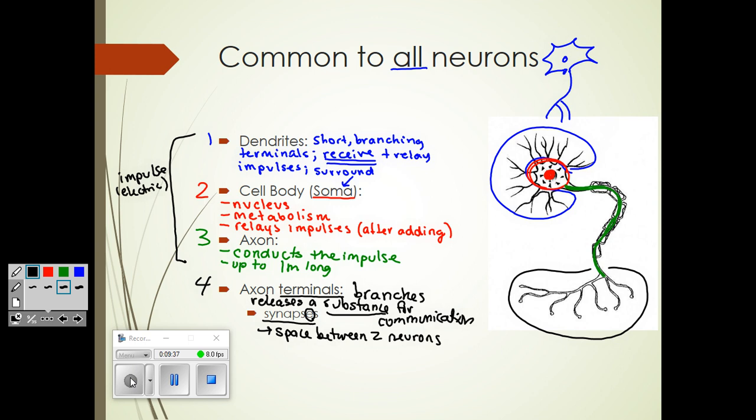Now, those are the 4 pieces that are common to all neurons. Does anyone want to ask anything about any of those 4 pieces?